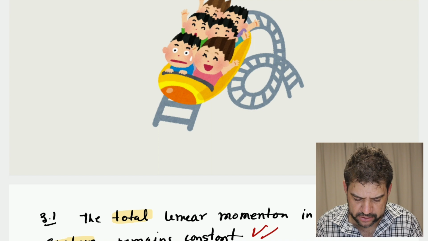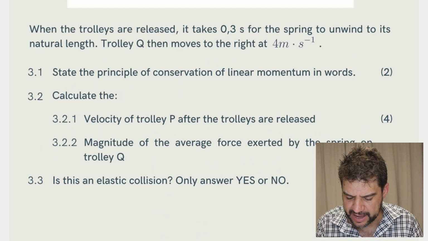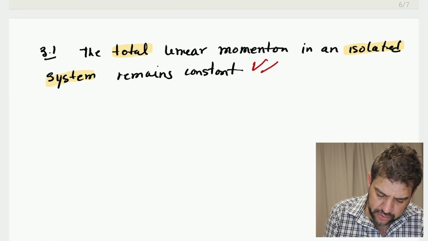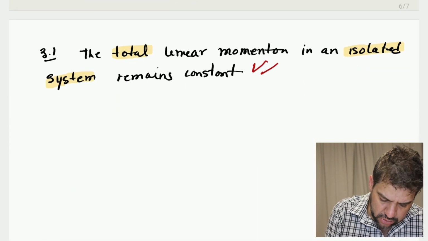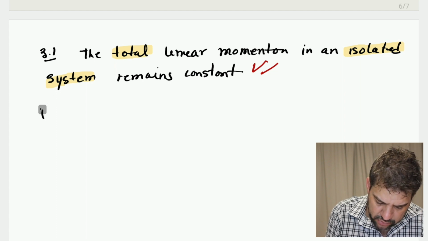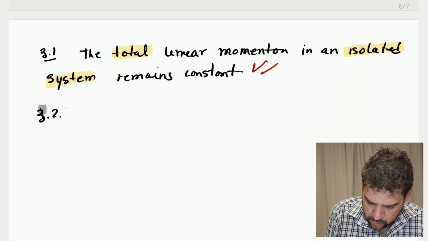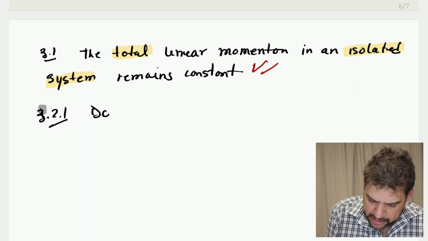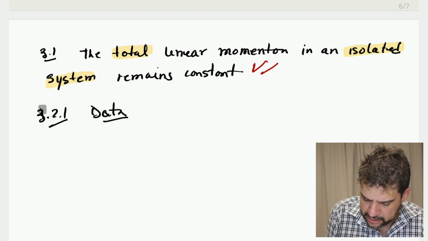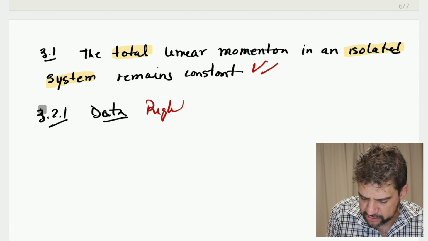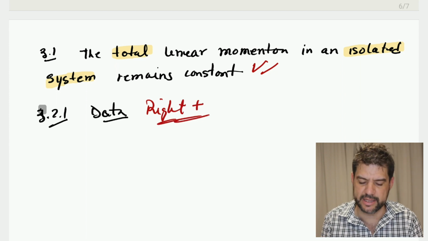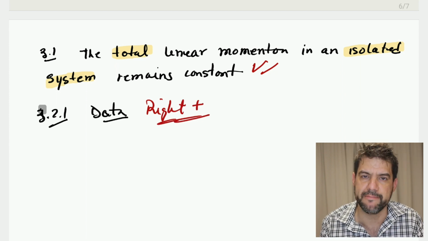All right. So the next one says calculate the velocity of trolley P after the trolley has been released. To do that, let's do it as usual, really fast. We are going to write the data. This is question 3.2.1, and then we're going to write the data. Now, in this case, we're going to take right as positive. I always try to do it in the data so I don't make mistakes with the substitution.